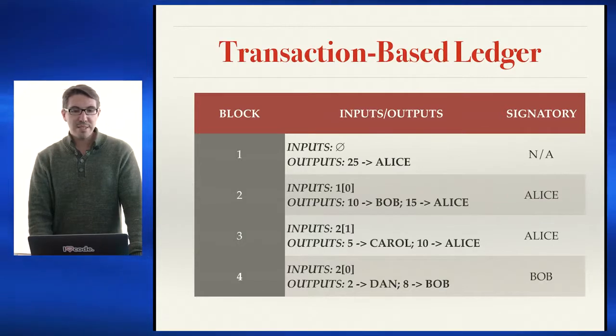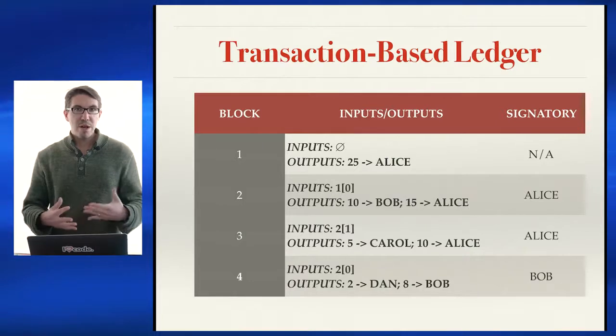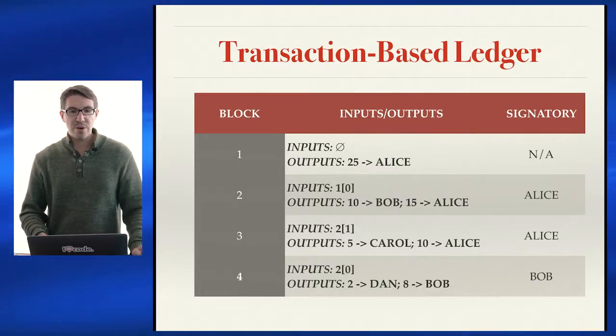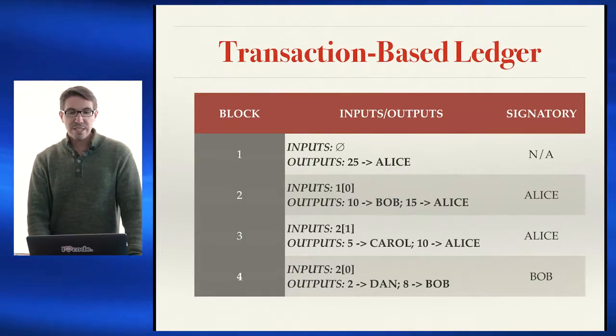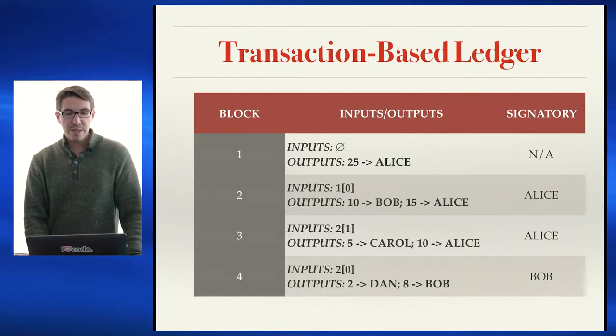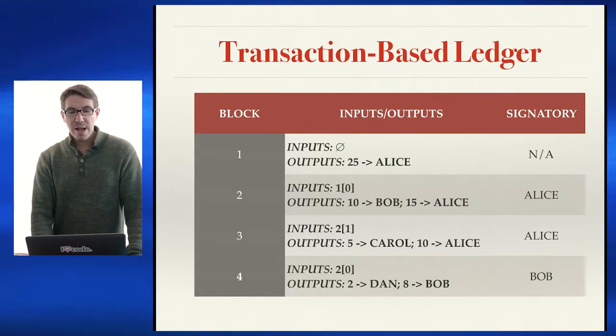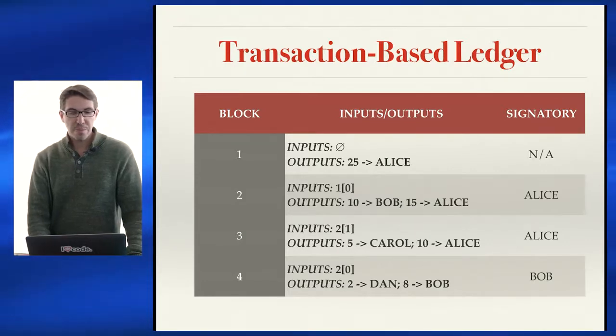A transaction-based ledger might look like something like this. This is a bit of an abstraction of what the Bitcoin ledger actually looks like. So we have outputs of 25 going to Alice. Then we see that we can trace back. Alice sends 10 to Bob and 15 to Alice. That first output, 1, 0, has been completely consumed, and now 15 has gone to Alice as a new UTXO.